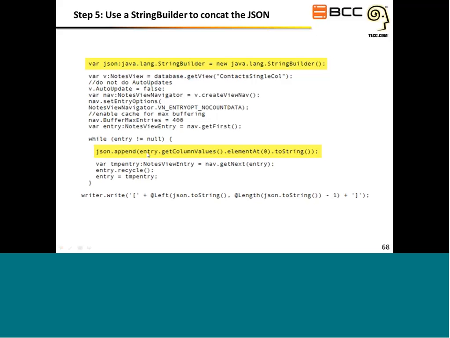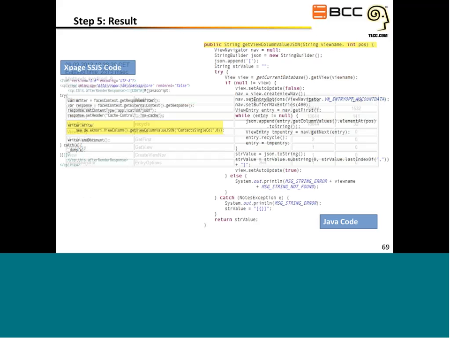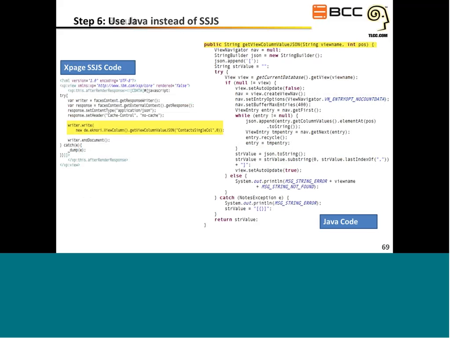JSON code. The other code didn't change much. Let's see the result, and it's down to 2.375 seconds here. This is pretty much a good improvement, but not good enough. The next step is, if you look at the server-side JavaScript code, we have right now started using Java with a string builder in our code.